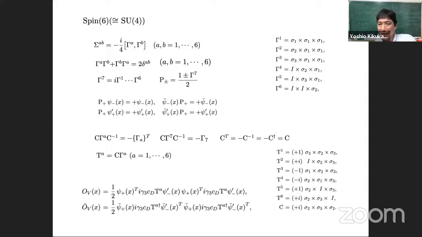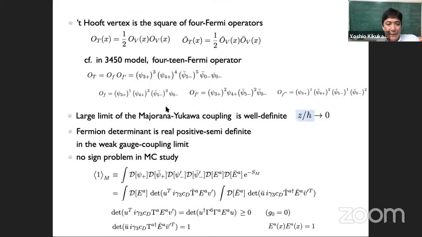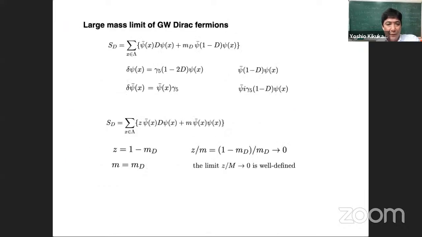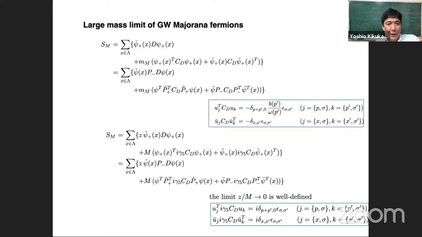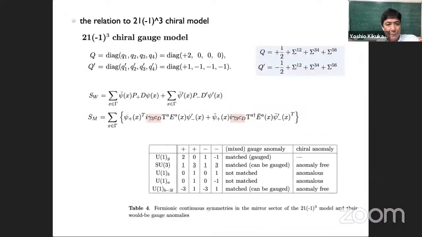Yes. So, okay. Then, since this system does not have a sign problem in the weak gauge coupling limit, we now try to obtain some non-perturbative results through Monte Carlo simulations. And another point of this theory, one point.